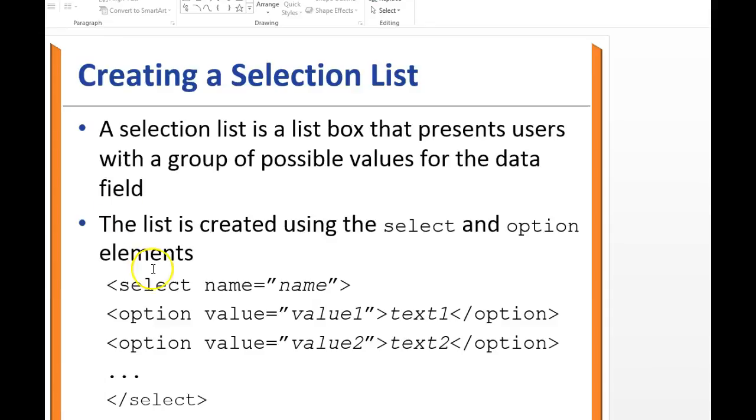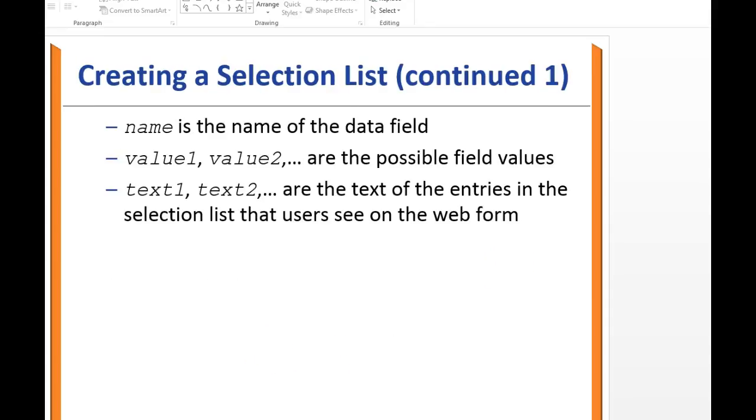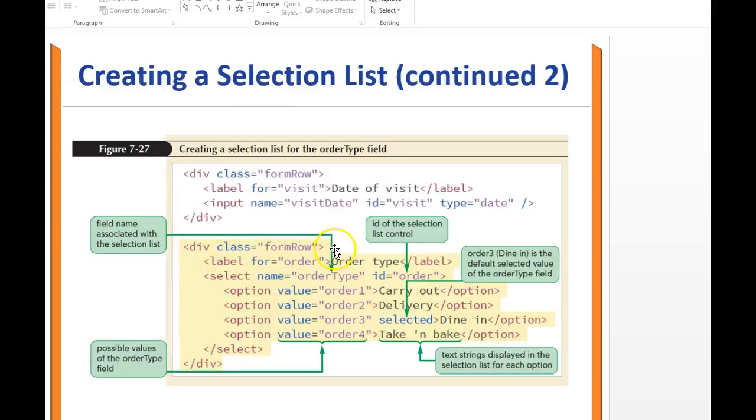So this is basically the select tag. You can open it, you can have the name in there, and then you will have the option tag with the value and the text that you're going to have in there. So we are going to look at an example. Basically, name is the name of the data field, the values are the possible field values, and the text is the text entries that you're going to have. So let's look at the example in here.